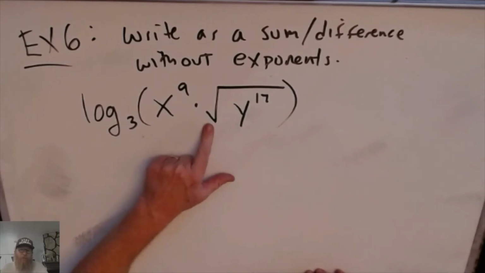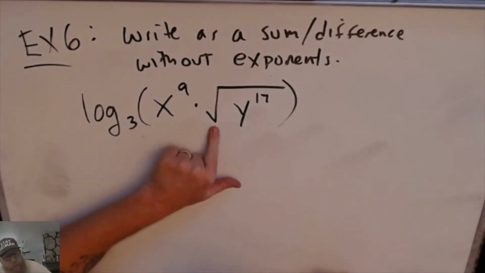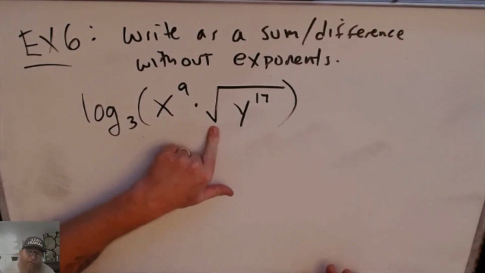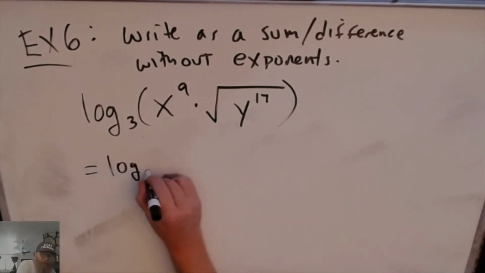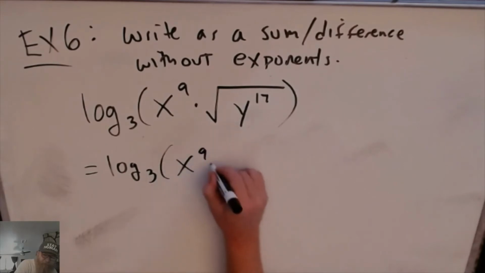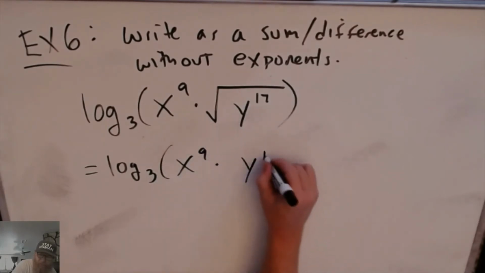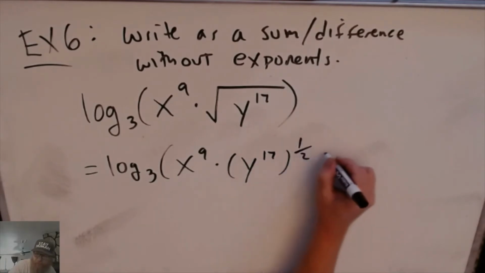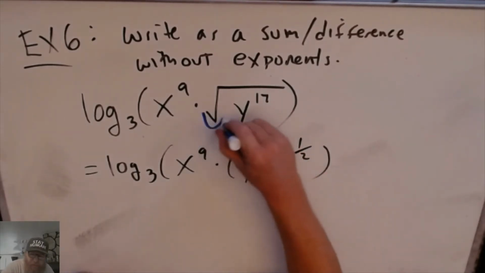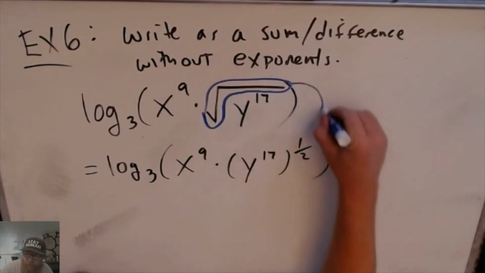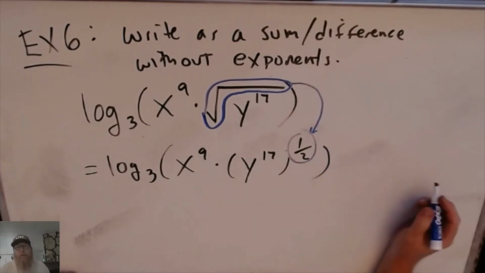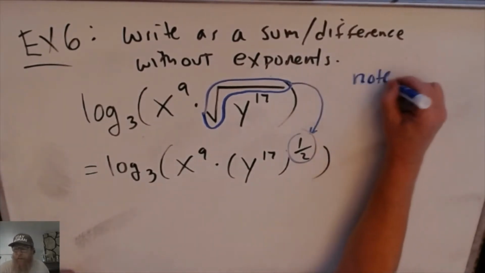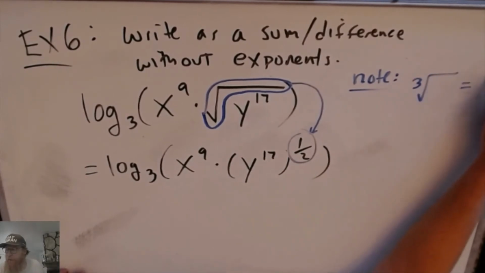Square roots. Now, we're just using square roots symbolically. I'm not actually going to ask you to take the square root of anything today. But symbolically, what a square root means is 1/2 as an exponent. So this symbol becomes a 1/2 power. So you might want a little note here. Cube root would be a 1/3 power.